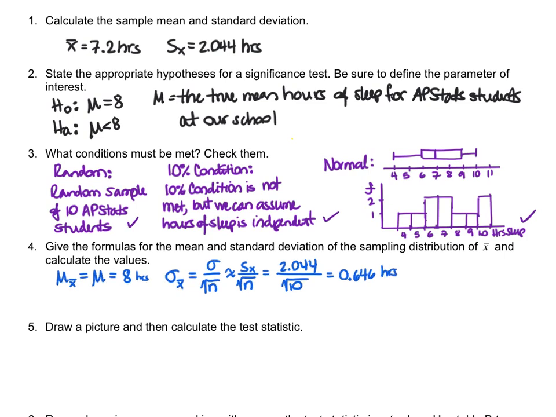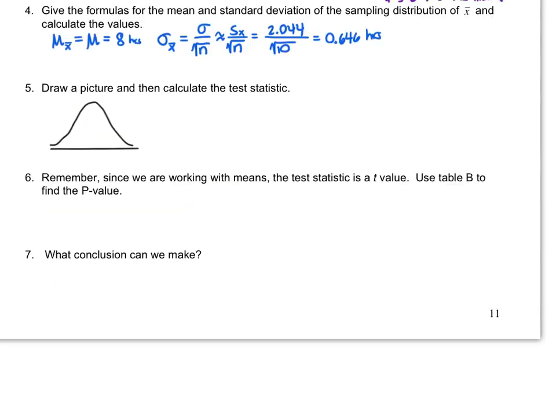Okay, draw a picture and then calculate the test statistic, and that means it's time to sketch and shade. So we have our approximately normal curve, and we know that that is going to be defined by the mean and the standard deviation from the previous question. And we'll go ahead and graph where our sample value is, and 7.2 was the mean. Okay, so we drew a picture. Now we need to calculate the test statistic.